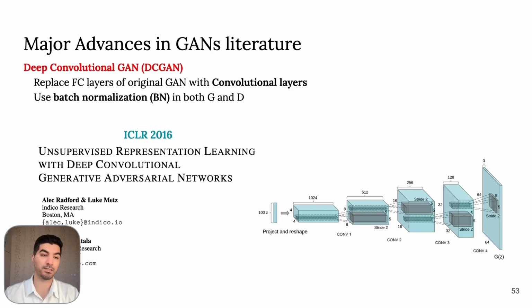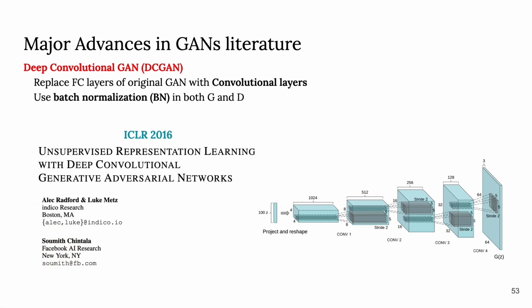Another important paper is Deep Convolutional GAN or DCGAN, which is presented in ICLR 2016. First author is Alec Radford, and you may know his other important works like GPT-2 or CLIP paper. In DCGAN, they replace fully connected layers of original GAN with convolutional layers. Convolutional layers can better capture the neighborhood information, the local information, and because of that, they can improve the image generation. In addition, their second major contribution is to use batch normalization in both G and D.